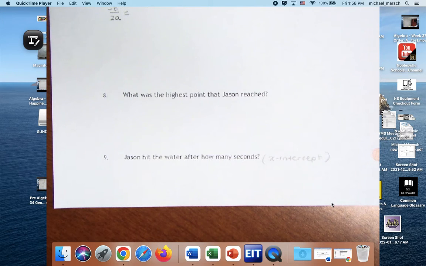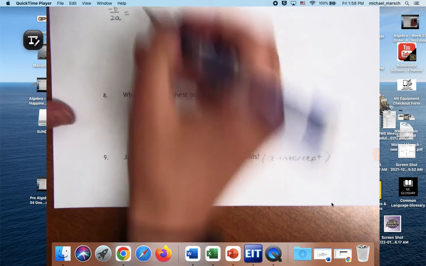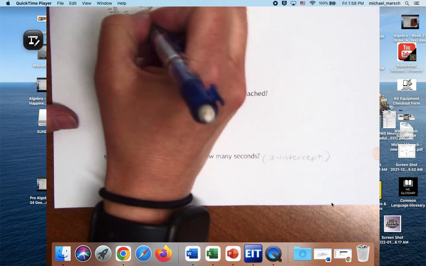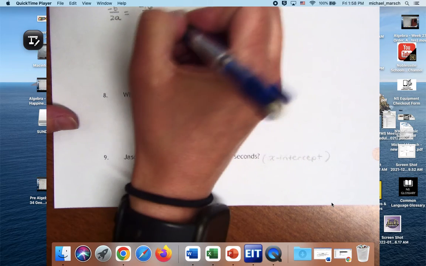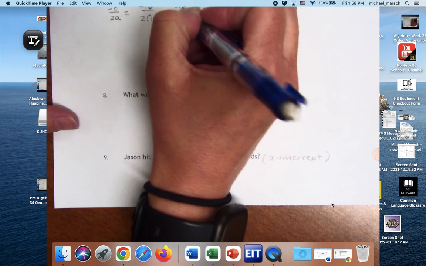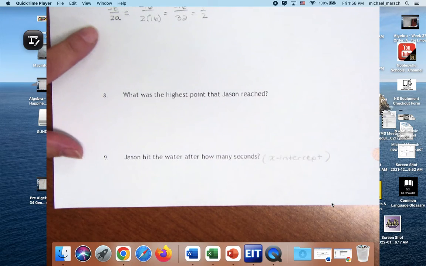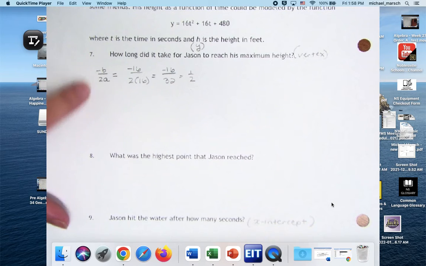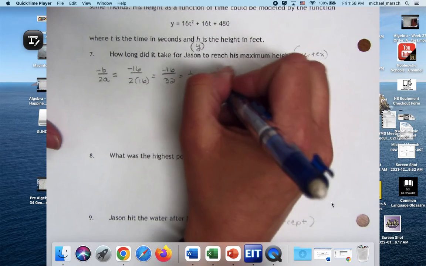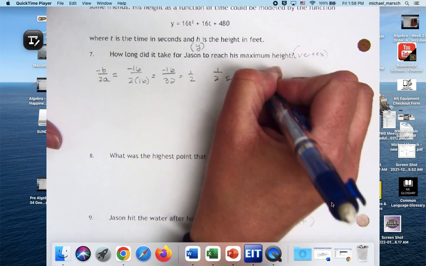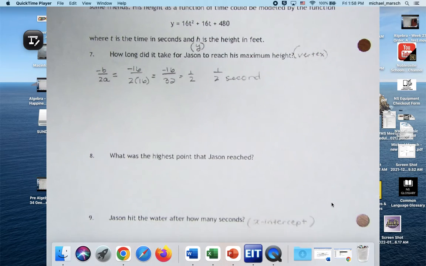Let's go ahead and do the math here. See what happens. All right, so opposite b over 2a. So we've got negative 16 over 2 times 16 equals negative 16 over 32, which equals 1/2. So how long did it take for him to reach his maximum height? 1/2 second. So he jumped up for a half second.